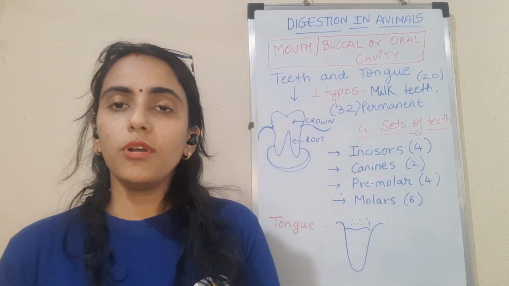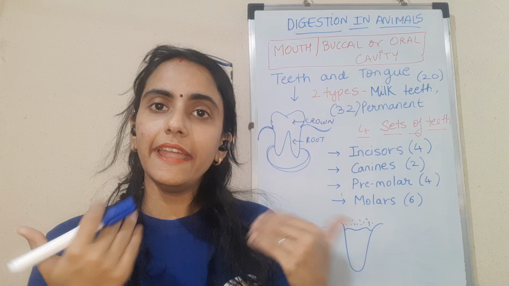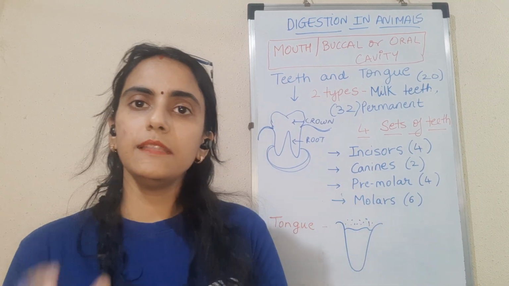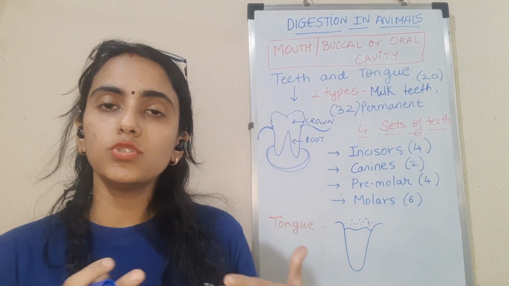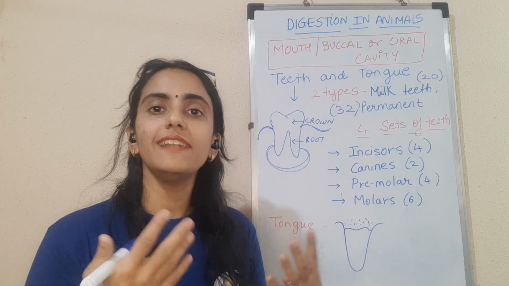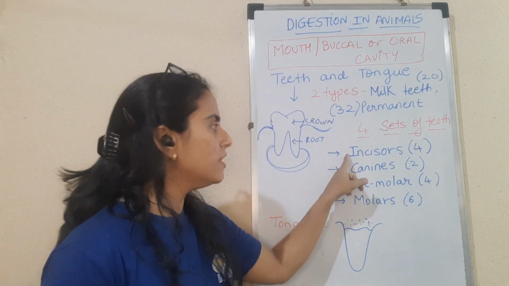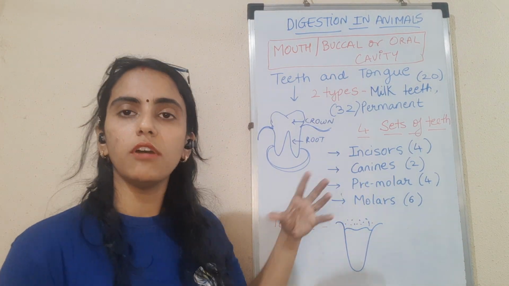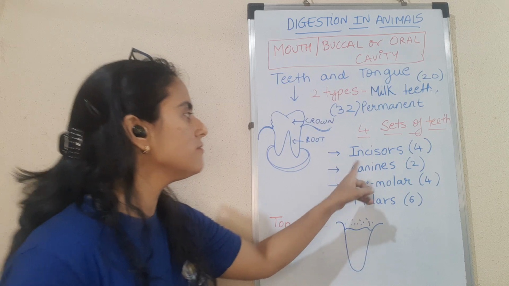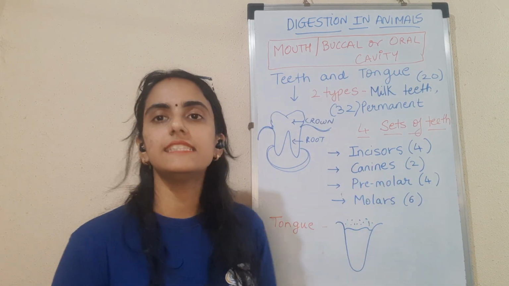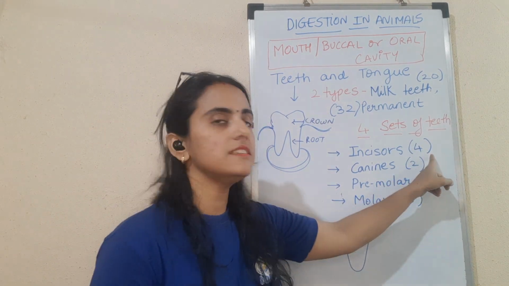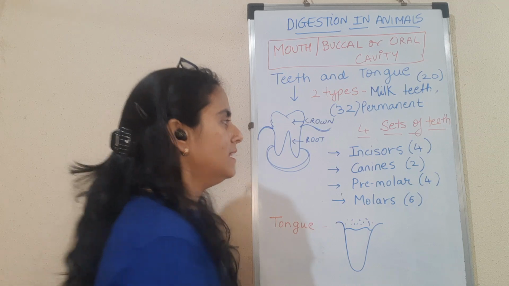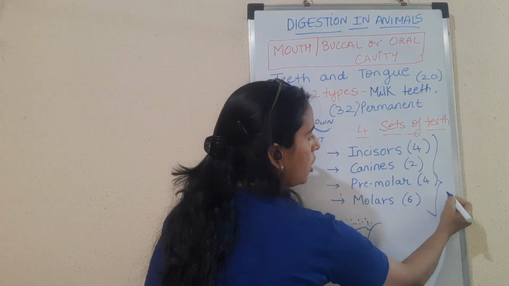Yes, so apart from these 16 teeth in the upper jaw and lower jaw, and the milk teeth and the permanent teeth, our teeth are also classified into 4 different categories. Here I have mentioned the 4 names or 4 sets of teeth that we have. The first one is the incisors. Incisors are 4 in number. This count is of one jaw that I have written.